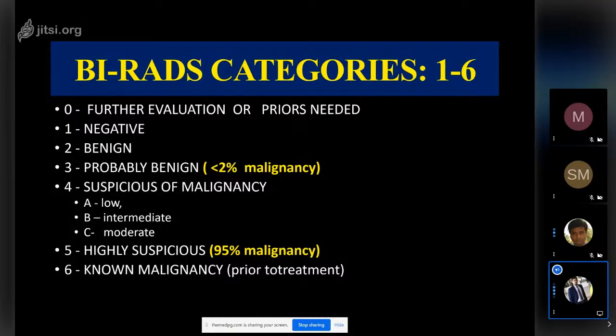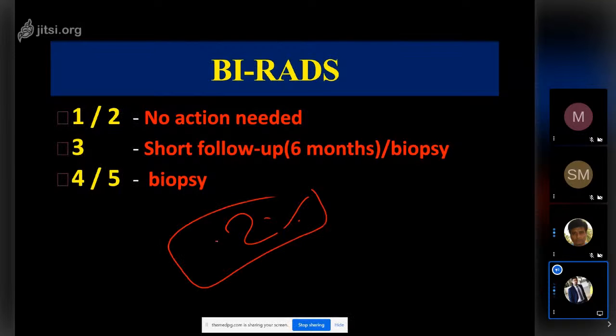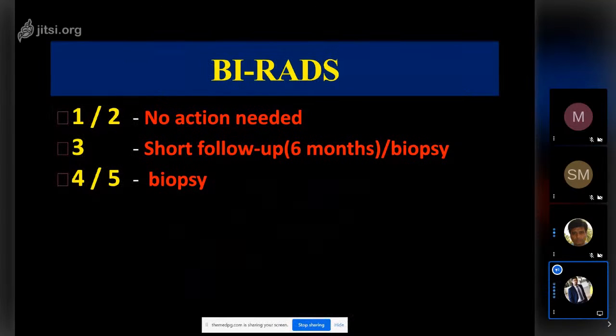So the BIRADS reporting system, it can be 1 or 2. If I report 1 or 2, that means no suspicion of malignancy. Then we don't have to do anything. Just continue this patient like he didn't have anything. But if I give a grade of 3, that means it is probably benign, with less than 2% chance of becoming malignancy. Still, I didn't say that there is no chance of malignancy. So that's why this needs a faster follow-up.